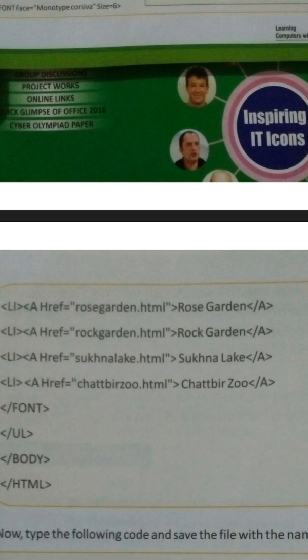Here, when you click on the rose garden, the html file named rosegarden will be opened. If you want to open the image file, here you will address the name of the image file. As I told you, by using the link you can open image file, html file, data file, whatever you want to open. Just you have to mention the address and the name of the file. The method will be the same.